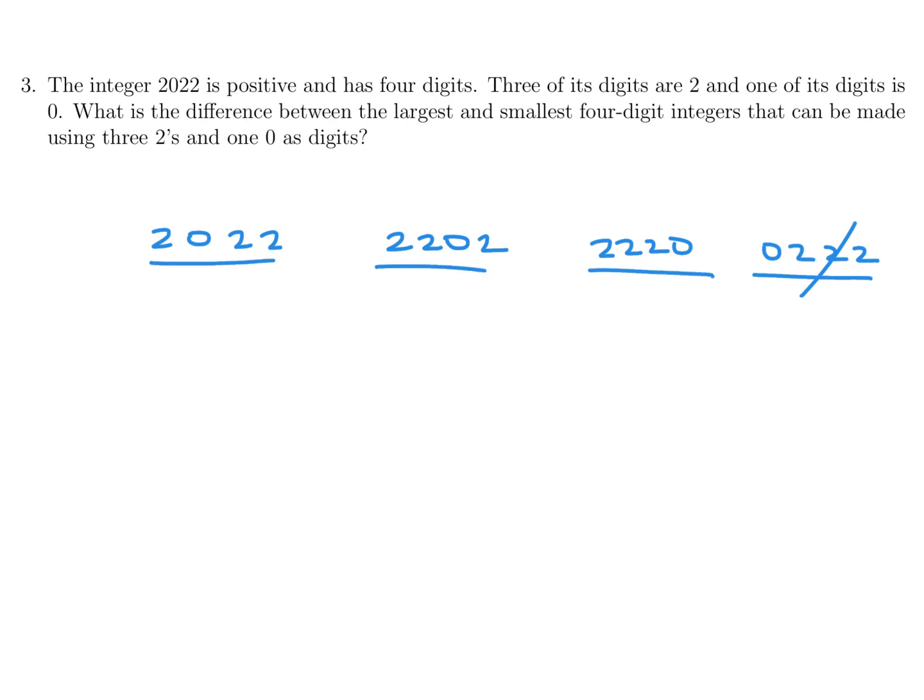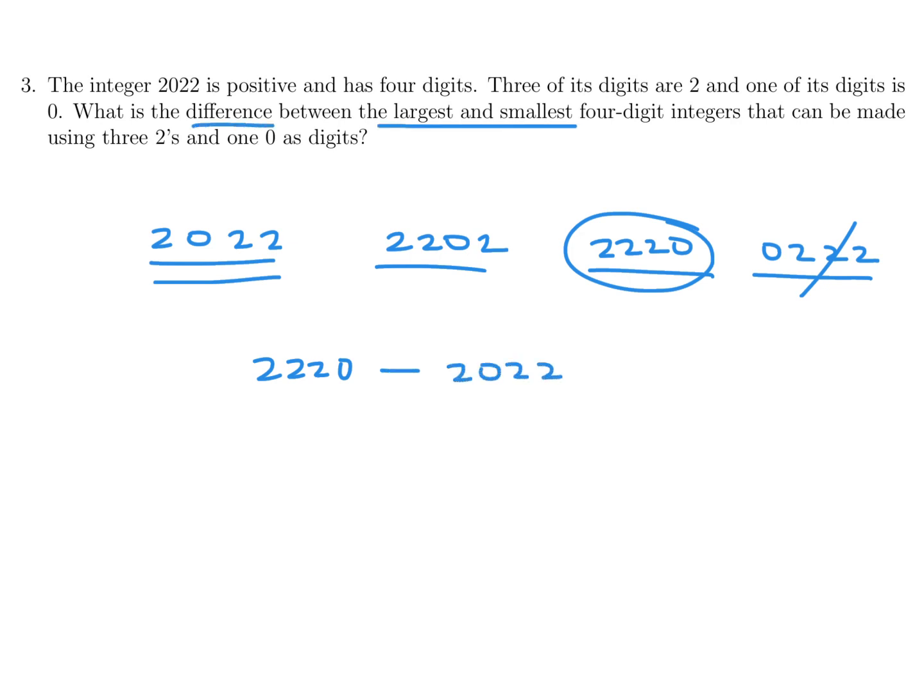Now, which one's the largest? I believe this one is the largest. And which one is the smallest? I think it's this one. So they want the difference between those two, the difference between the largest and the smallest. And that is 198.